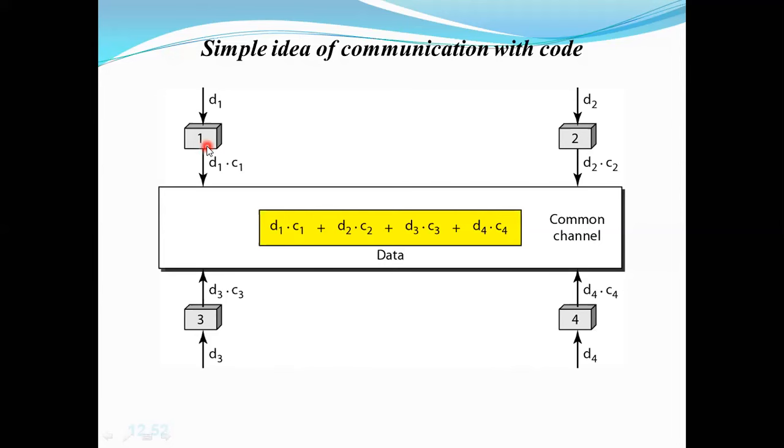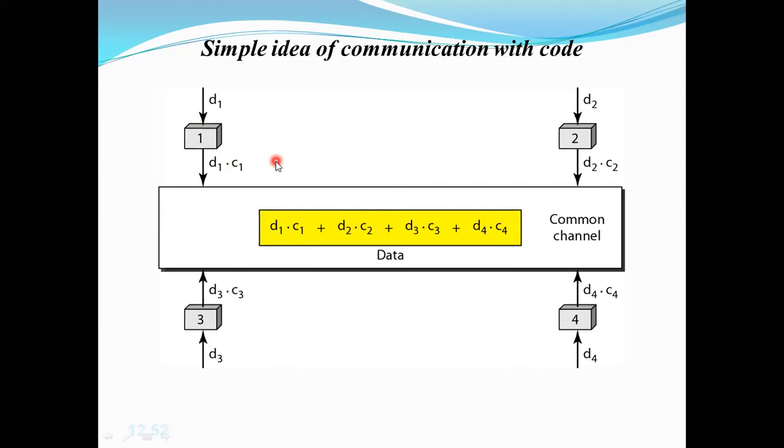Now, the second property is that if you multiply each code by itself, the result should be four. Let us take the example of station one, which has a code of C1. C1 multiplied by itself, that means C1 times C1, the result should be four. This is the second property of the code. You need to remember that. We assume these two properties when we assign a code to the stations.